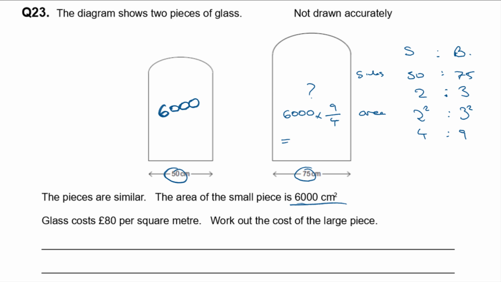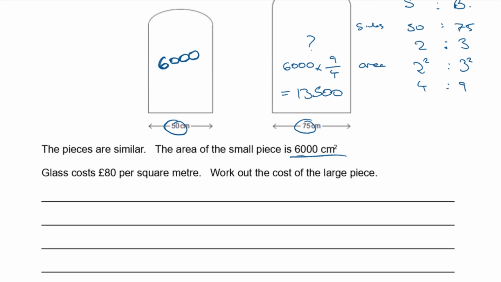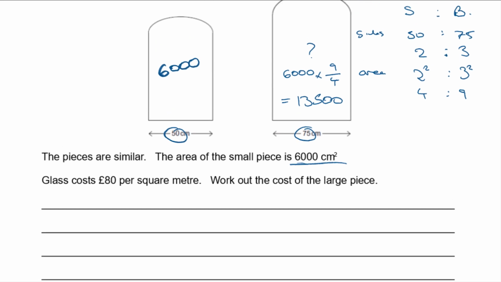So 6,000 times 9 divided by 4 comes out to be 13,500. Okay, so that's the area of the big one. Oh, we need to work out the cost though, don't we? So the area is 13,500 centimeters squared, but we want it in square meters.